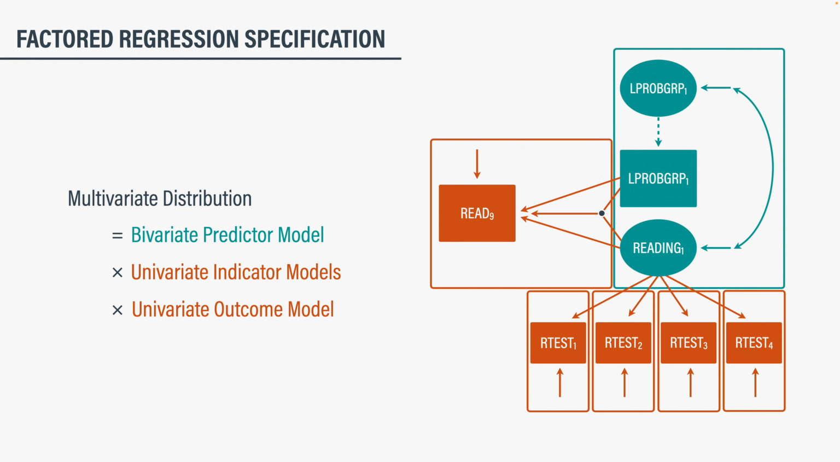The factored regression specification for the analysis is the same as before. The latent and manifest predictors share a bivariate distribution, each of the indicators has a univariate distribution, and the outcome variable in the structural model also has a univariate distribution.